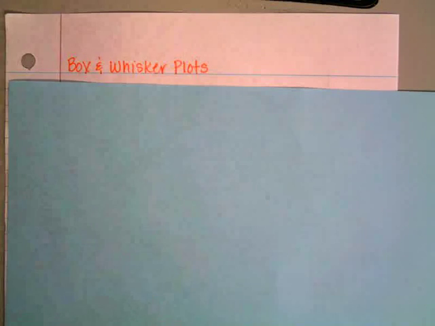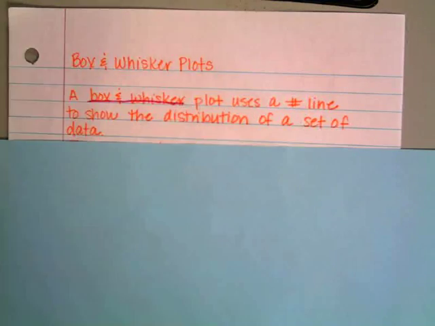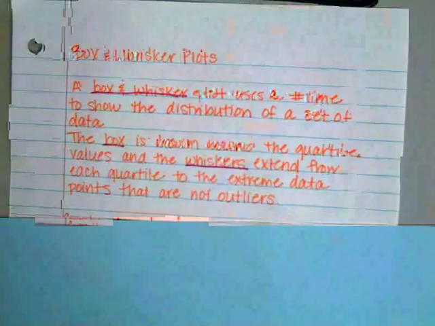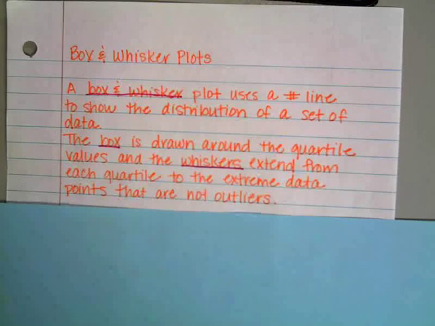Okay, box and whisker plots. A box and whisker plot uses a number line to show the distribution of a set of data. The box is drawn around the quartile values, and the whiskers extend from each quartile value to the extreme data points that are not outliers.